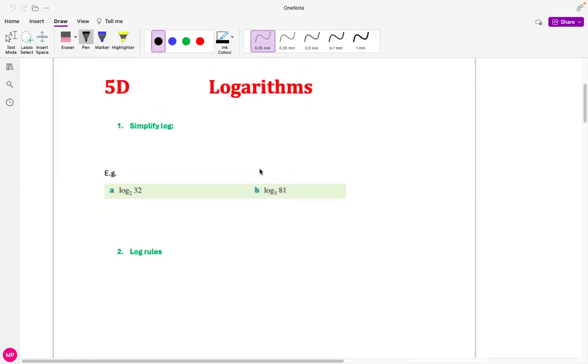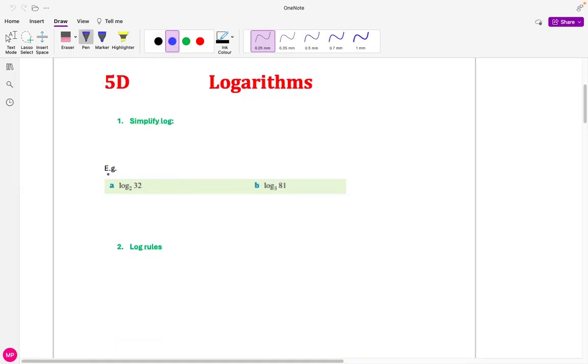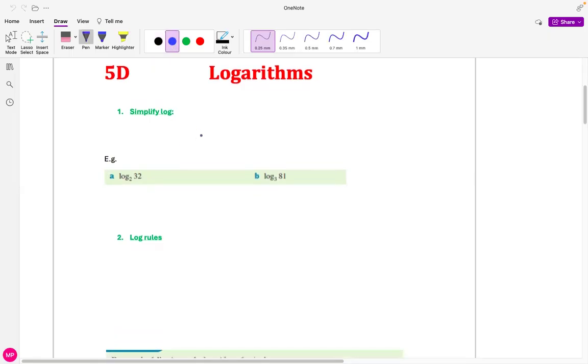Hi, in this lesson, we're going to talk about logarithm. So what is logarithm? If you think about 2 to the power of 3 equals 8, this is in exponential form.